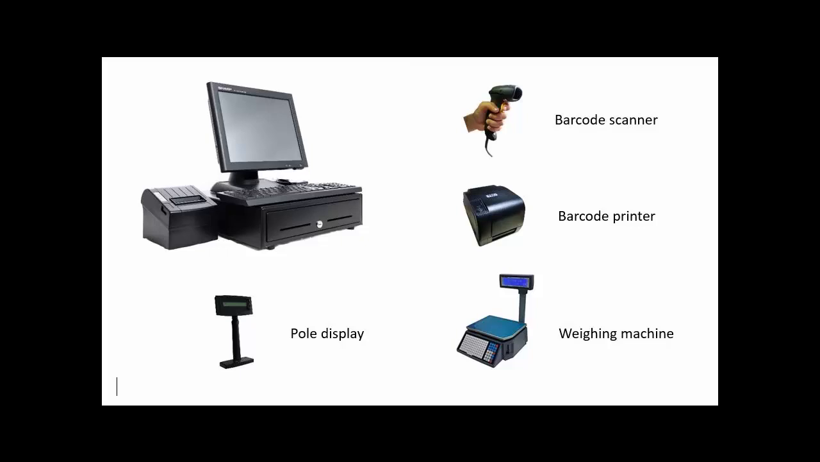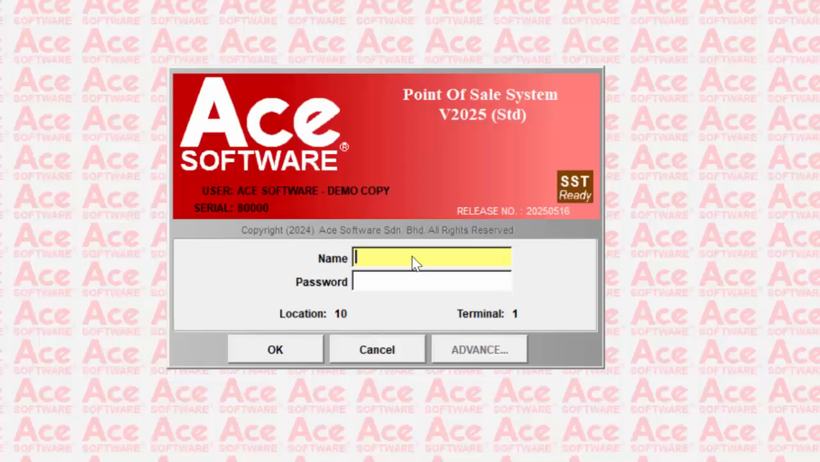This system can run on any Windows-based PC. It can be a standalone type of PC, or it can be all-in-one. We call it integrated PC, and it works together with devices such as barcode scanners, barcode printer, weighing machine if you are selling vegetables, and then also with customer pole display to show the customer how much to pay and so on. Okay, let's go into the actual system.